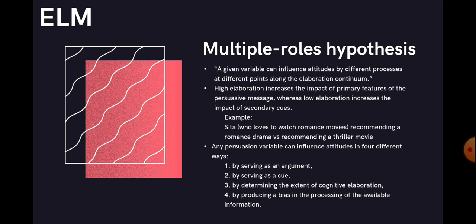So basically, just because it's a peripheral cue doesn't mean it cannot influence high elaboration, even though high elaboration is in the central route and not in the peripheral route. So they can, just that high elaboration increases the impact of primary features of the persuasive message, whereas low elaboration increases the impact of secondary cues.